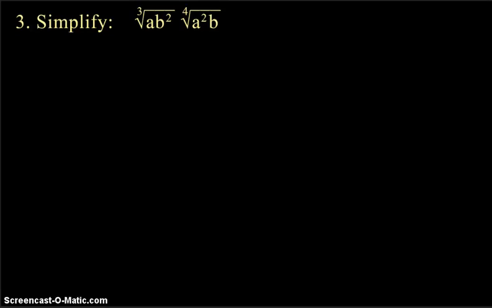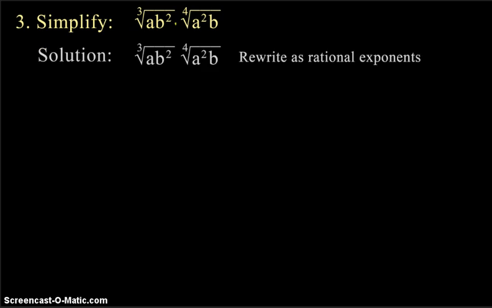Okay, so example number 3 in multiplication of radicals with different orders. So cube root of ab squared times fourth root of a squared b. So pag walang operation na nakalagay dito, ibig sabihin that is multiplication. Okay, so solution. Again, we are going to rewrite as rational exponents.